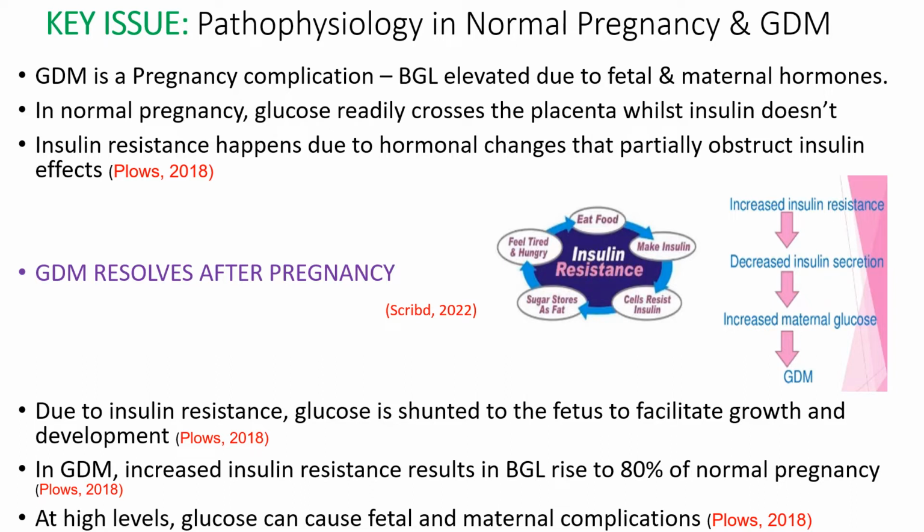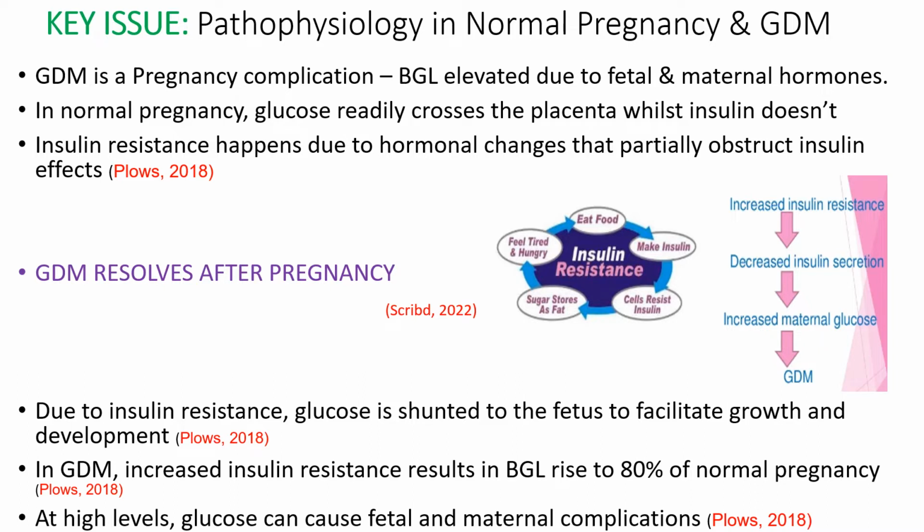In normal pregnancy, glucose readily crosses the placenta while insulin doesn't. Insulin resistance happens due to normal hormonal changes that partially obstruct insulin effects. Due to insulin resistance, glucose is shunted to the fetus to facilitate growth and development.